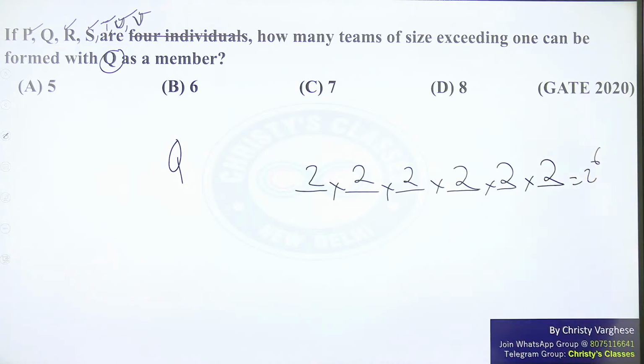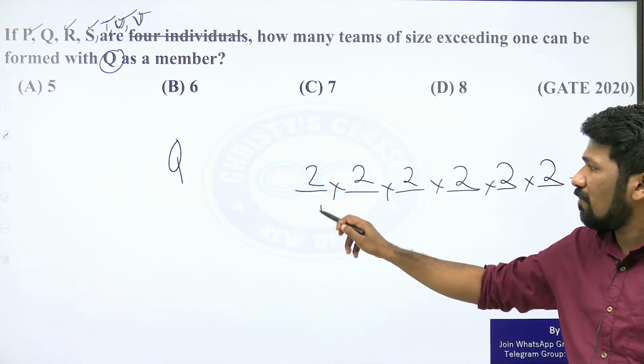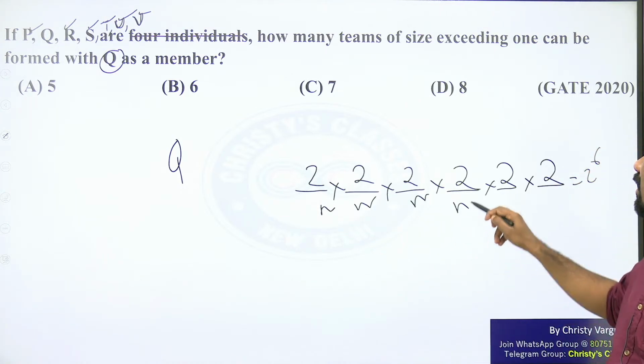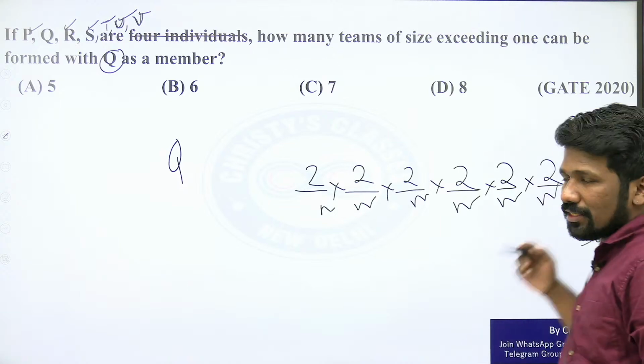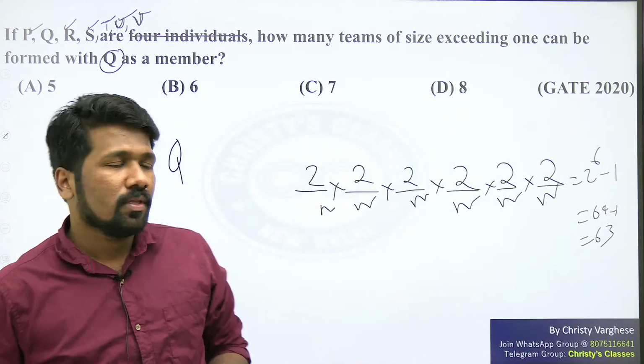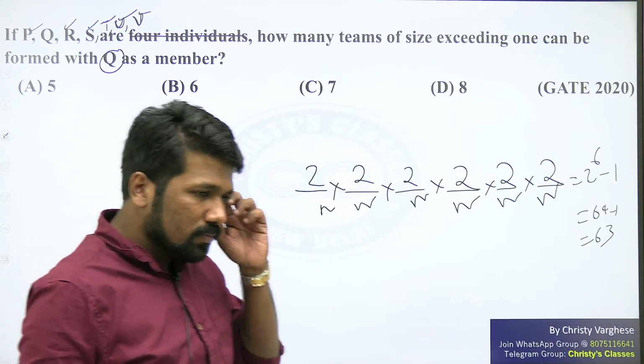But in that 2 raised to 6 choices, when all of them say no to your idea of making a team, that is not acceptable. So 2 raised to 6 minus 1. 2 raised to 6 is going to be 64, 64 minus 1, 63 is the answer. Is this clear to all of you?